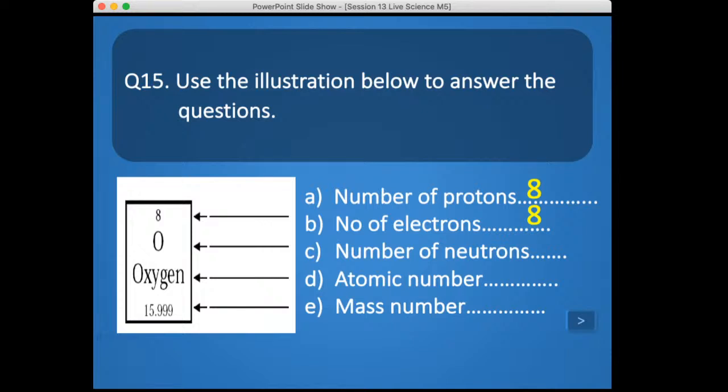The number of neutrons is equal to the mass number, which is 15.999, approximately 16, minus the atomic number, which is 8. The correct answer is 8. The atomic number is the number of protons in an atom. The mass number is the number of protons plus the number of neutrons in the atom, which is 15.999, approximately equal to 16.